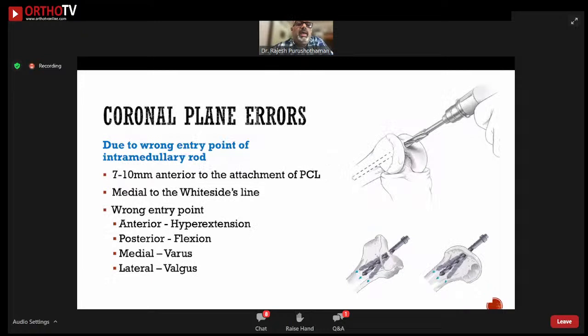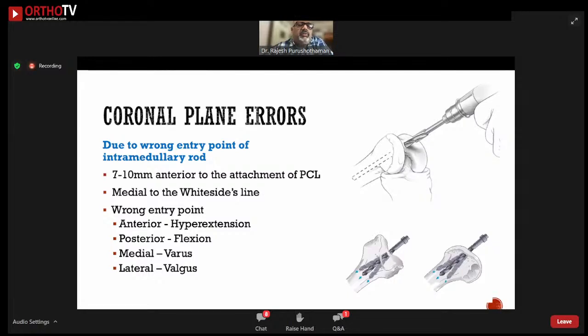In the coronal plane, there can be multiple errors. So this can be due to a wrong entry point. So in the vast majority of knees, the entry point should be about 7 to 10 mm anterior to the attachment of the PCL. And it should be medial to the white side line. But ideally, you should draw it in each and every patient and see what the patient's individual anatomy is.